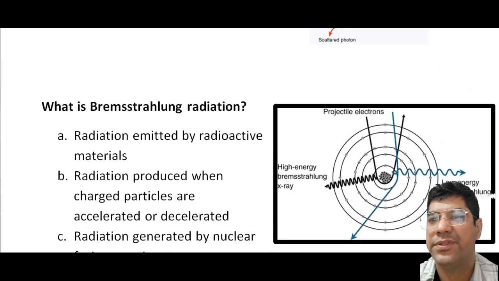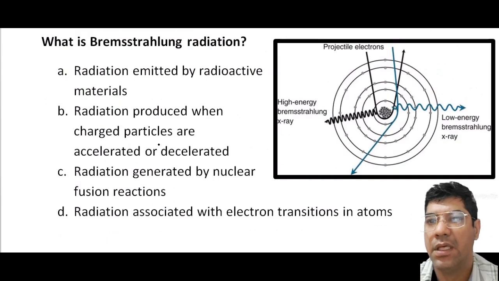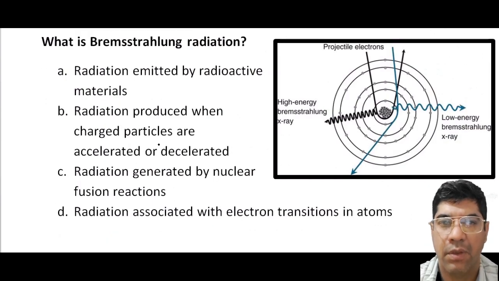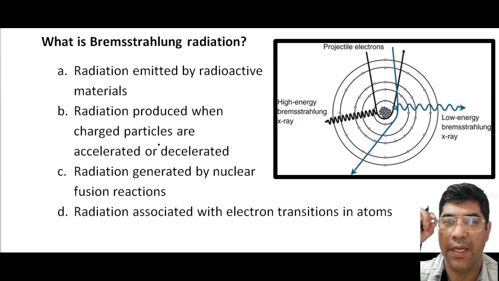What is Bremsstrahlung radiation? Bremsstrahlung radiation refers to electromagnetic radiation emitted when charged particles such as electrons are accelerated or decelerated by the electric field of atomic nuclei.